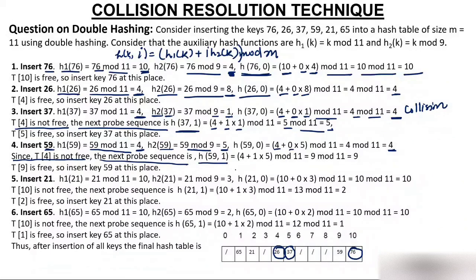Here you will see that you will not get the value 5 like in linear probing. See, h1 is 4, i value is 1, h2 is 5, and you take mod 11. So 9 mod 11 will give you 9. That is, now you have to put 59 at the ninth position. Fine. So I hope you understand the benefit: you get a random value, not a linear value. So this is the benefit of double hashing.